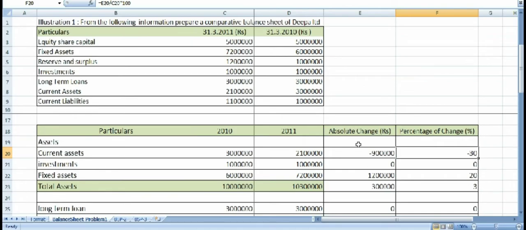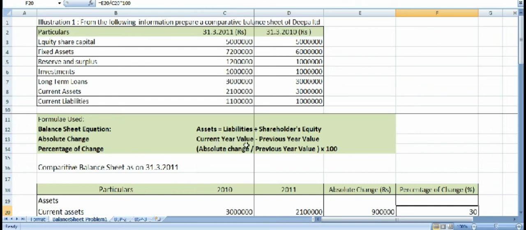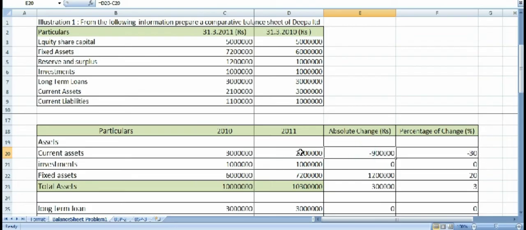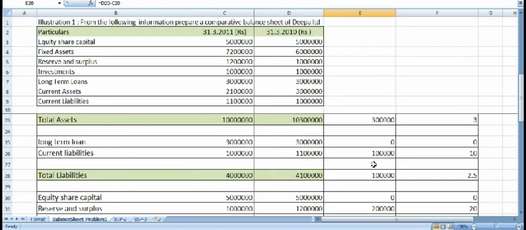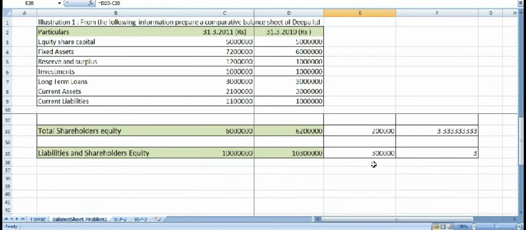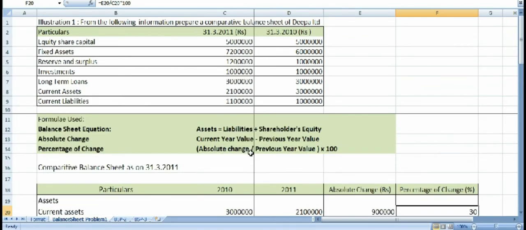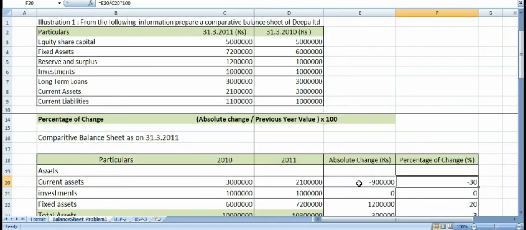Absolute change is based on the formula current year value minus previous year value. So we have done the 2011 value minus 2010 value as the absolute change. Same thing we have calculated for all the items. Similarly, next we have to do the percentage of change. The formula is absolute change by previous year value into 100 percentage. So absolute change is 9 lakh minus 9 lakh divided by 30 lakh into 100 percentage. That gives a value of minus 30 percentage.